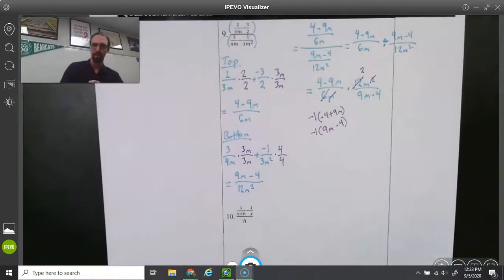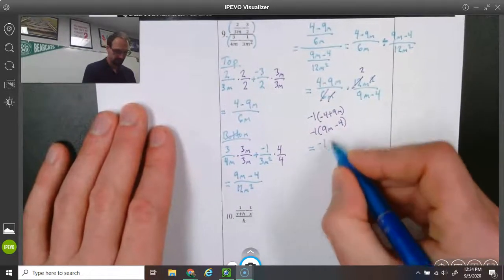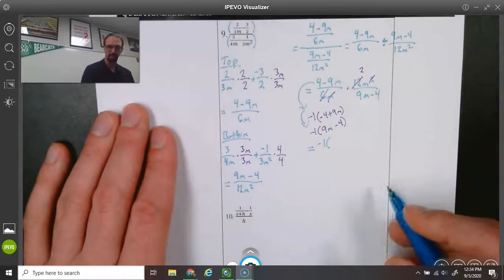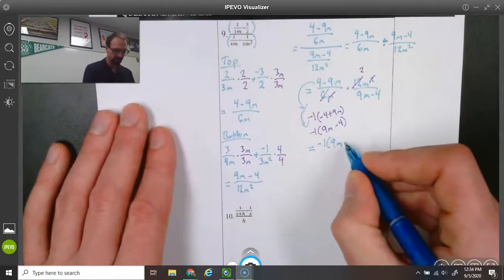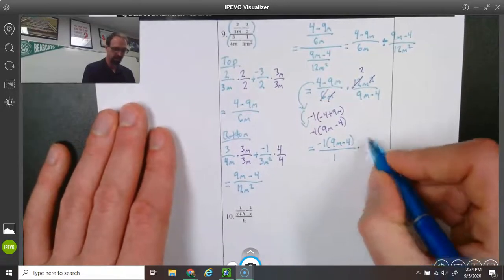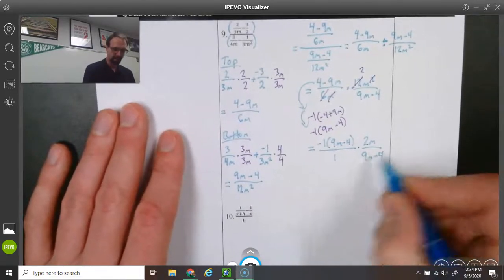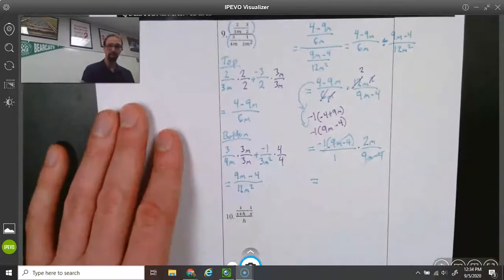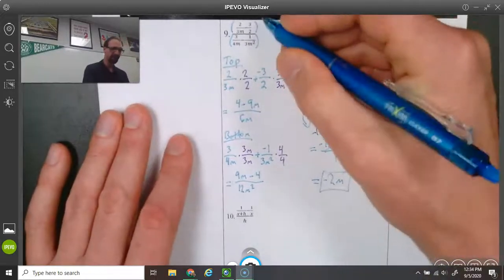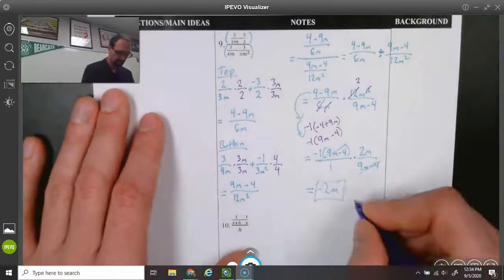So I want to point that out, because what's going to happen when I rewrite this is we're going to have, again, some more canceling. So this is the same thing that's right here. They're all equivalent. But negative 1 times, in parentheses, 9m minus 4. I've canceled everything out here in the denominator. I'm going to put 1 as a placeholder. Over here in the numerator, I'm just left with a 2 and an m, and then also a 9m minus 4. So now I can cancel these out. And what I'm left with is beautiful. Negative 1 times 2m is a negative 2m. So that entire complex fraction cancels down to negative 2m, and m cannot be 0.